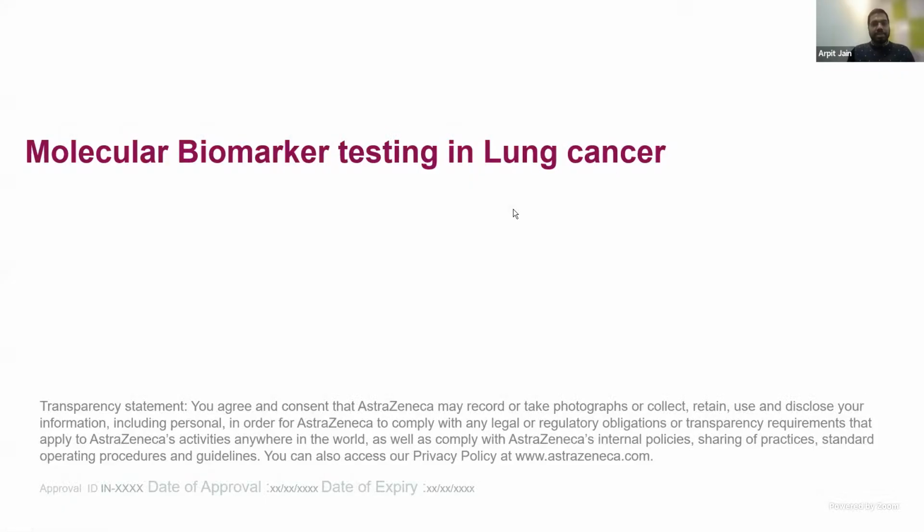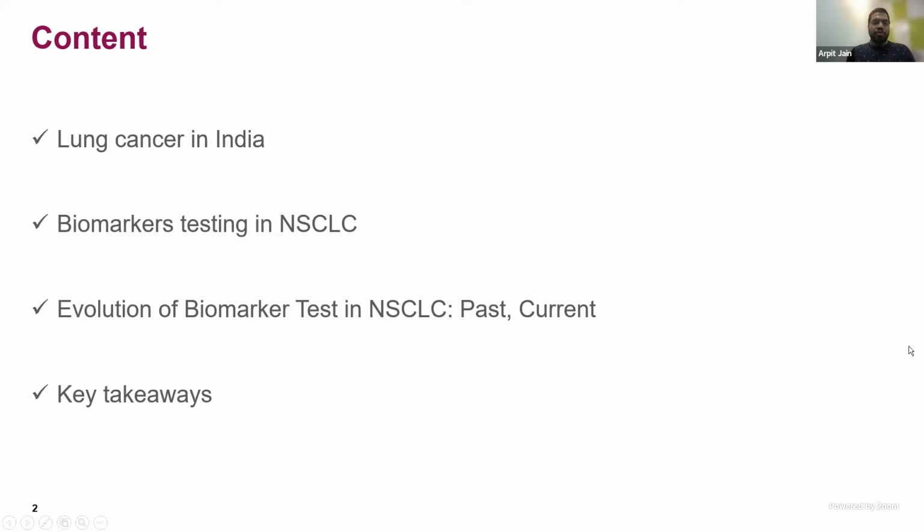So I am going to discuss the nitty-gritties pertinent to molecular biomarker testing in lung cancer patients. Next slide. The schema of the talk will be: initially I will talk in brief regarding lung cancer incidence in the Indian setting, then the various biomarker testing methods in NSCLC patients. Then I will discuss the evolution of biomarker testing from the beginning to the current era, and then I will conclude my talk.